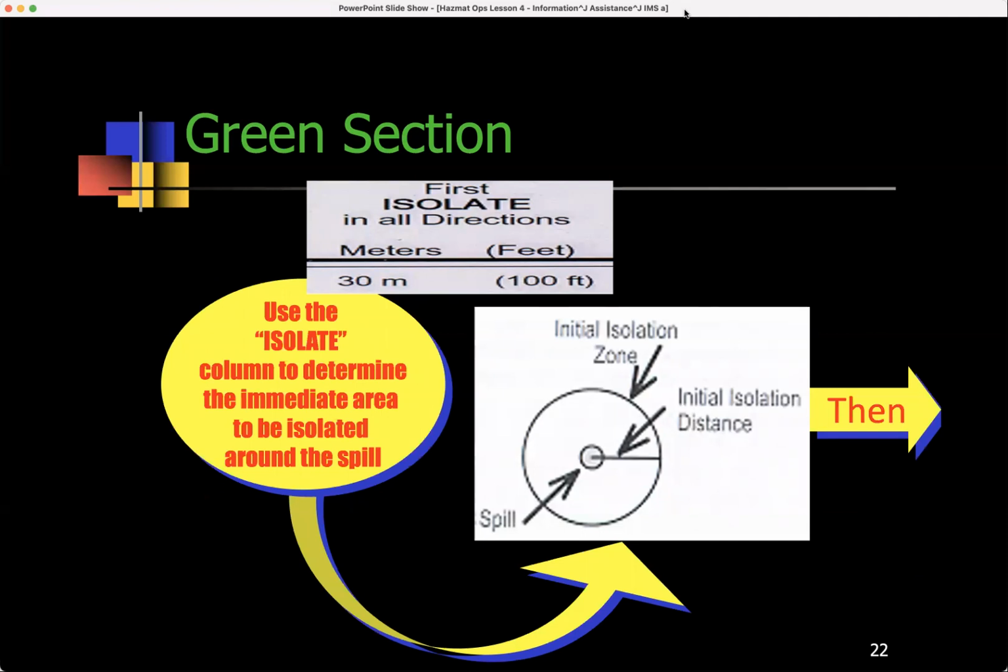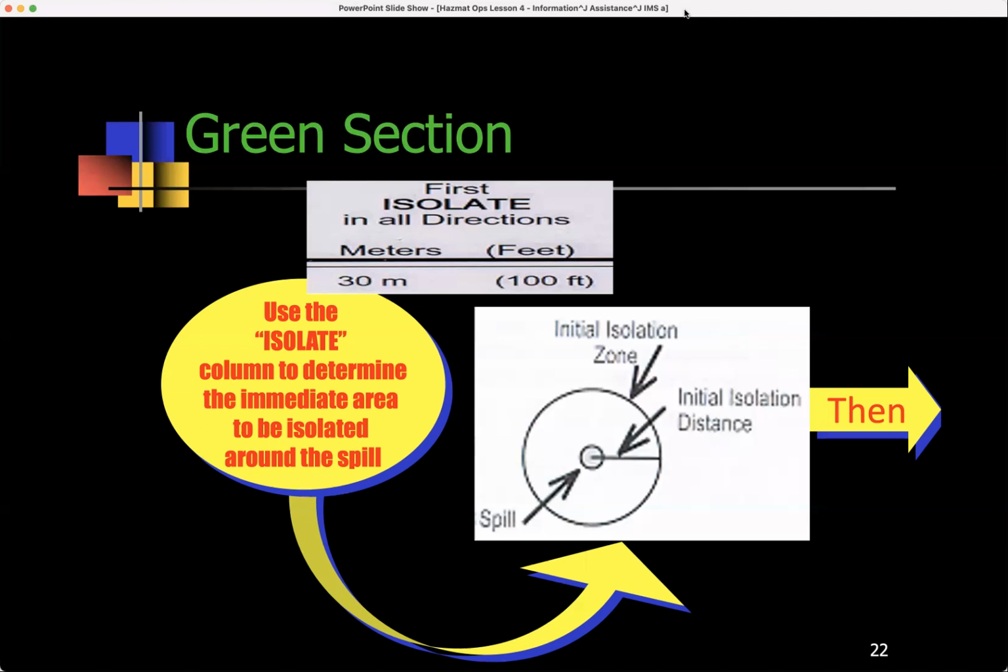Remember, the initial isolation zone is the shape of a circle, and it is a radius from the outer edge of the visible spill or the location of the spill, where it's exiting the container. The initial isolation zone is a circle, which means nobody in that area. For this example, it's 100 feet or 30 meters. Nobody goes in there, and if somebody's in there, they need to get out.